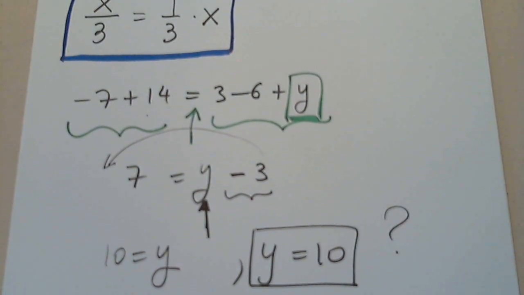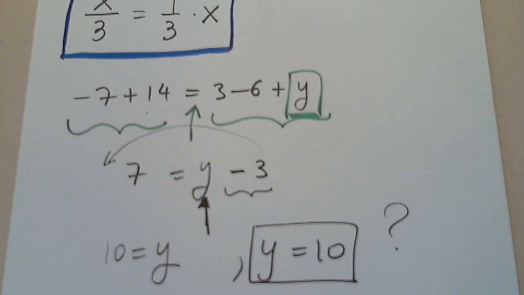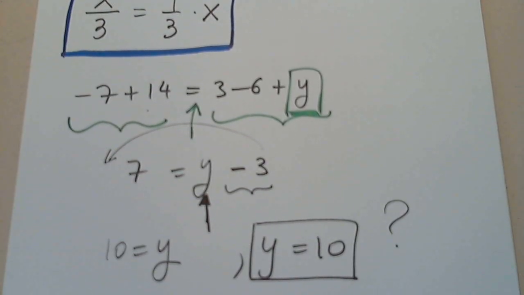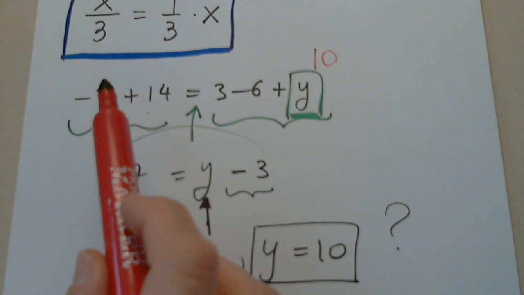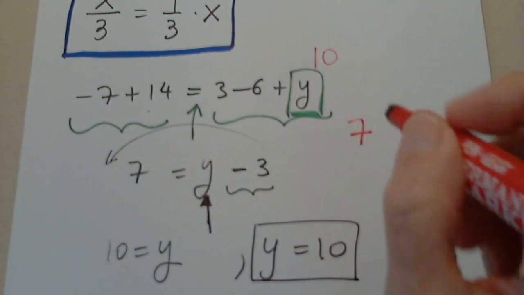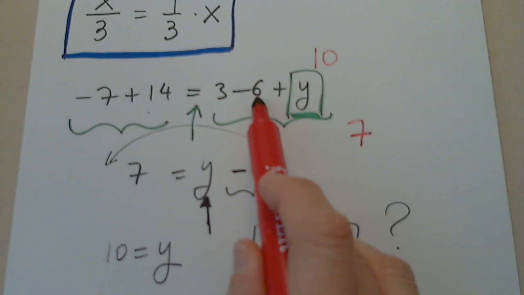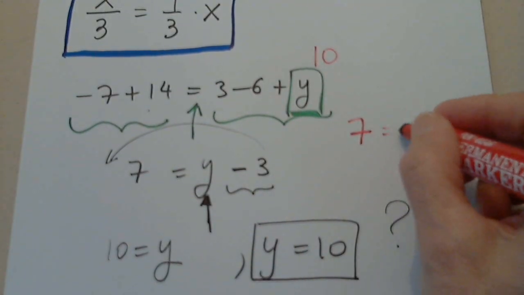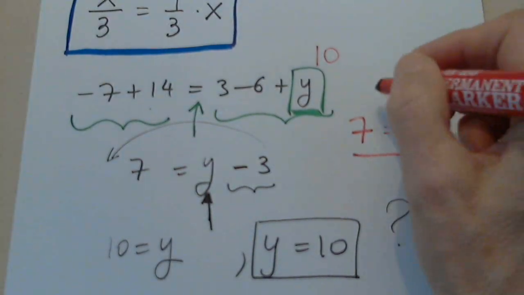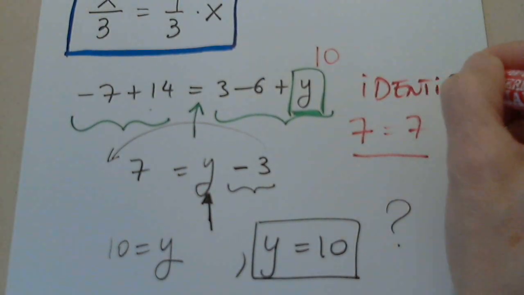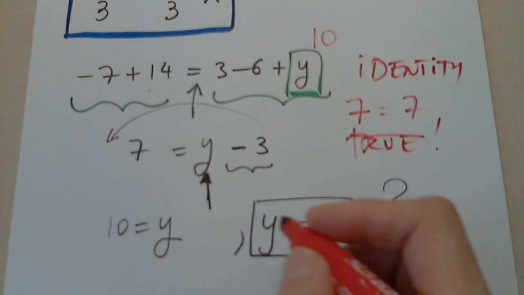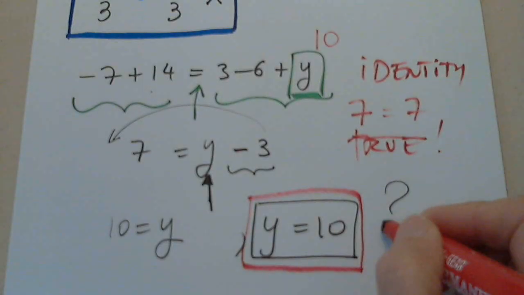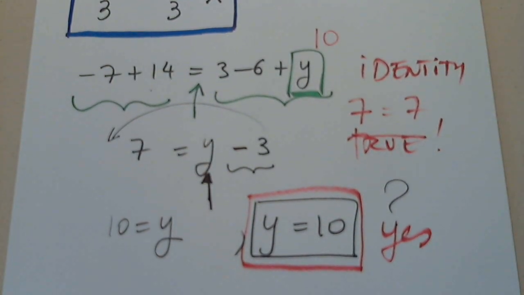Does this work? I have no idea. What if I made an error? I don't know. I don't need anyone to tell me whether it works or not. I'll go back and plug in 10 and see if I get a true statement. Negative 7 plus 14 on the left-hand side is 7. 3 minus 6 is negative 3. Negative 3 plus 10 is indeed 7. I got an identity. A true statement. Therefore, I have to accept this as the solution of the equation.